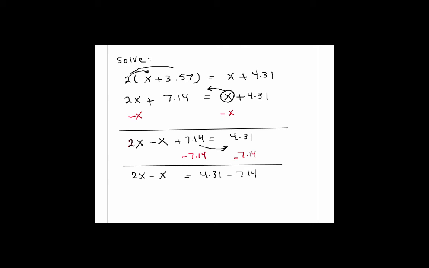Okay, so here on the left hand side, you get 2x minus x. That would be total of 1x, or just x. And then here we subtract 4.31 from 7.14. And you see the result will be minus, because 7 is larger than 4 and its sign is minus. So the answer will be minus.